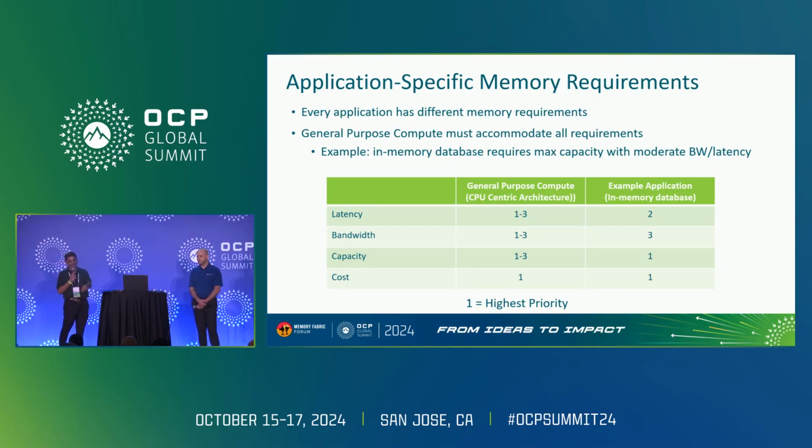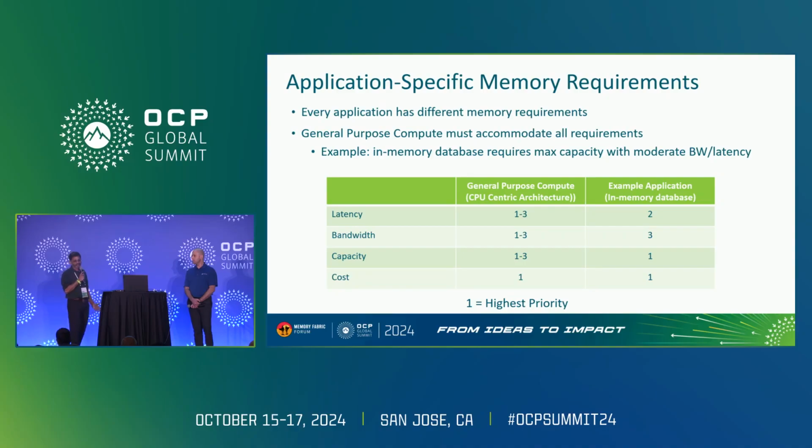So that's why on the bottom row I have cost as the most important thing, because this is general purpose compute. And as you can imagine, when you're putting a memory behind a CXL controller, there is a board, there are a lot of other components. So you're always competing against a locally attached memory. So cost is one of the most important things there.